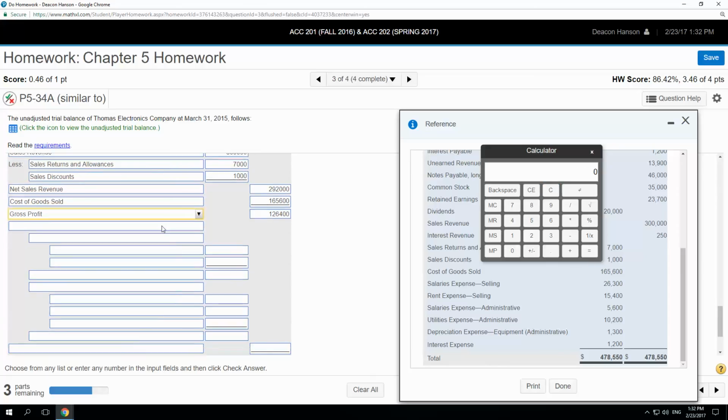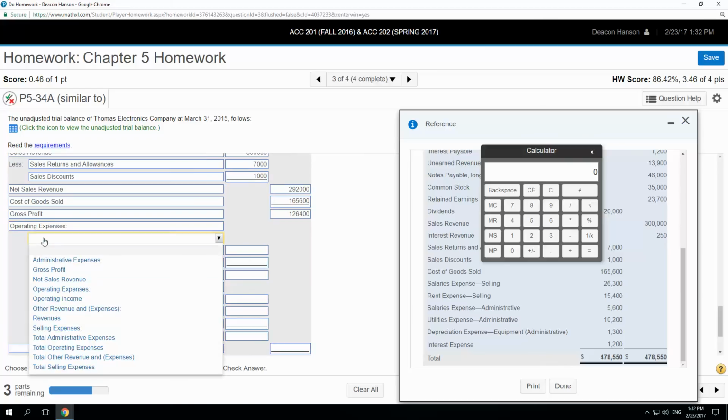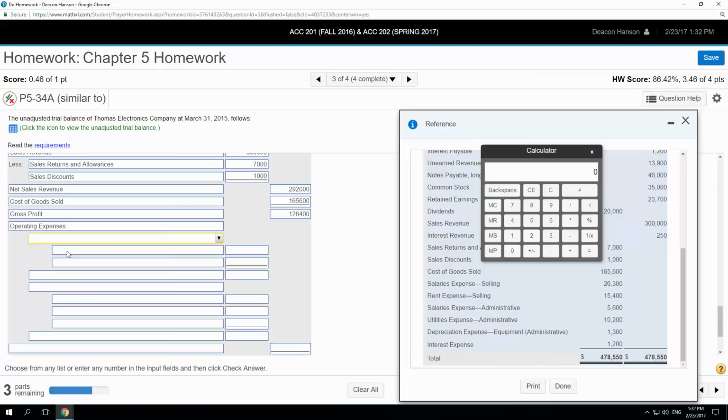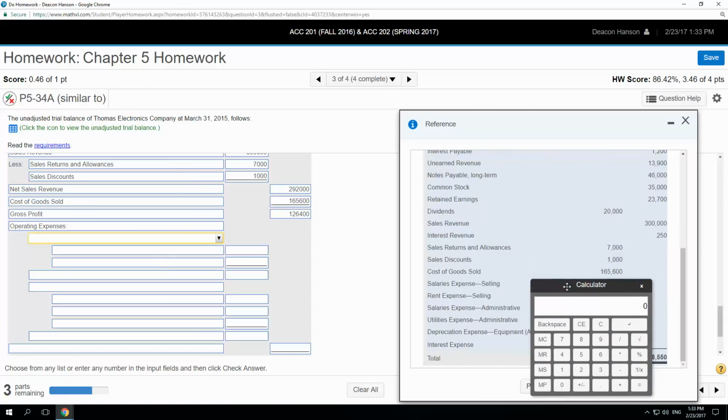Now we're going to have our operating expenses. And we're going to have two categories. We're going to have administrative and we're going to have selling. You know, this thing kind of gives you a little bit of a cheat here because you've got 2 items in one category and 3 items in the other. So if we only have 2 selling items, then we're going to put the selling items first. But if we only have 2 administrative items, we'll put the administrative items first.